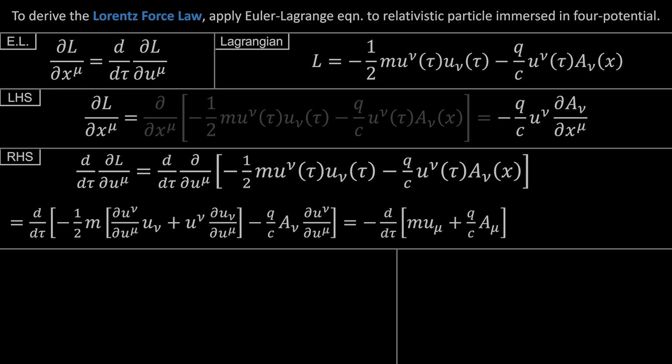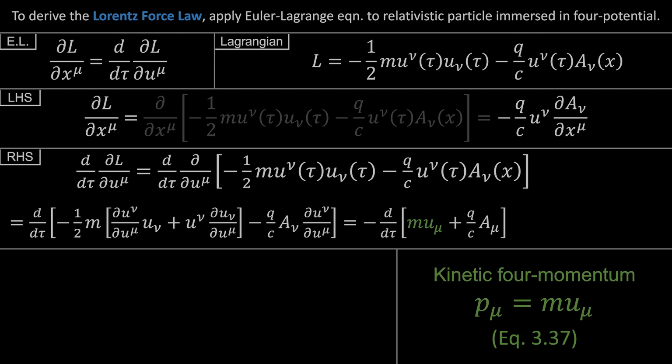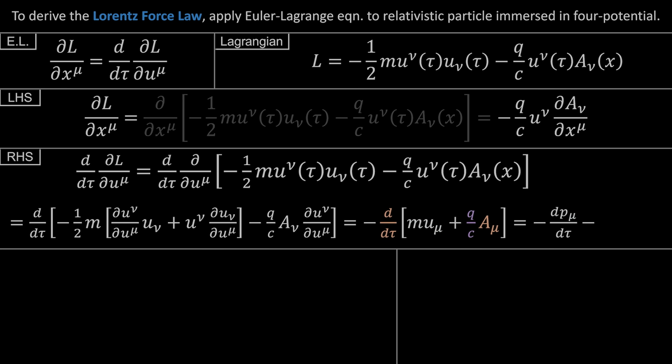So here let's go ahead and recognize the term m u mu as the kinetic force momentum p mu. And now let's go ahead and split out these terms in the derivatives. So we'll start off with the negative derivative of the momentum with respect to the proper time, minus whatever happens when we apply the derivative to the interaction term. So let's go ahead and do that. Well, first of all, the q over c, that purple term, that's a constant, so that's going to be on the outside of the derivative.